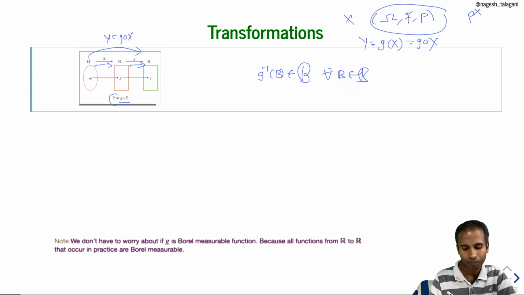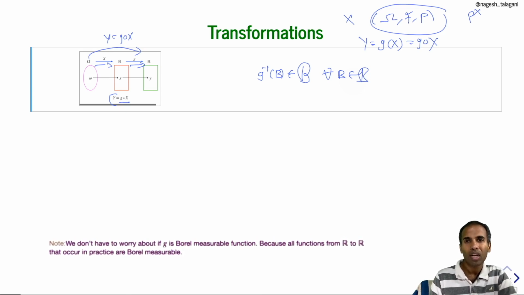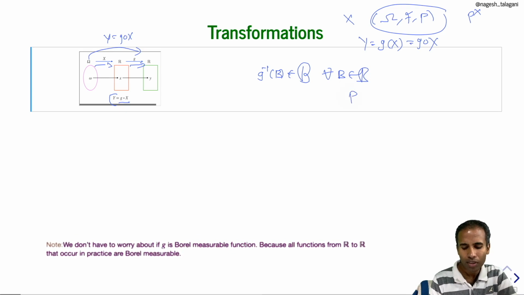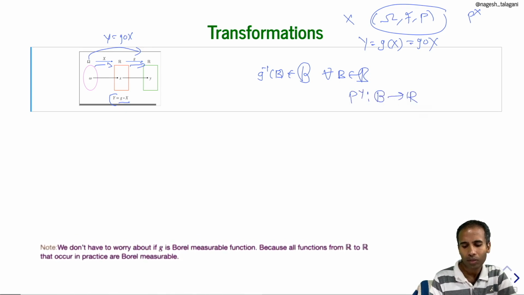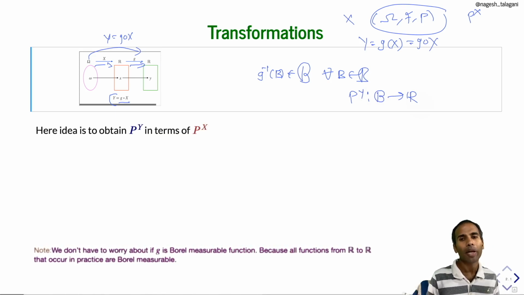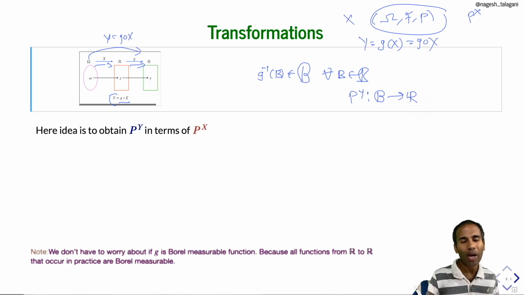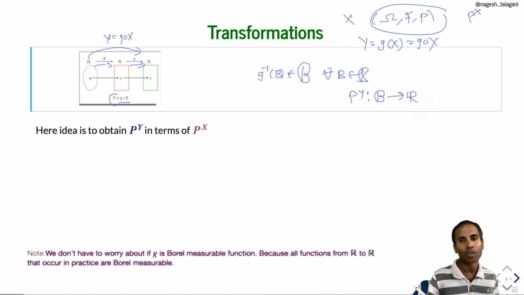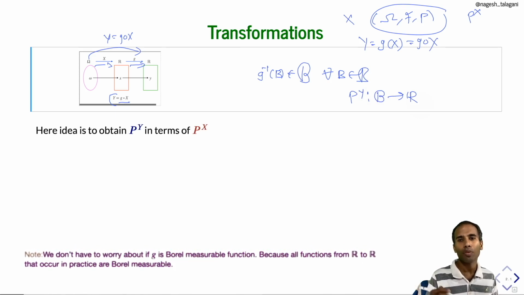Okay, fine. Now we are interested in the probability distribution of Y, the P_Y, which is a function from the Borel sigma field to R. Here, the idea is to obtain the probability distribution of Y in terms of the probability distribution of X. The question is, how do we do that?